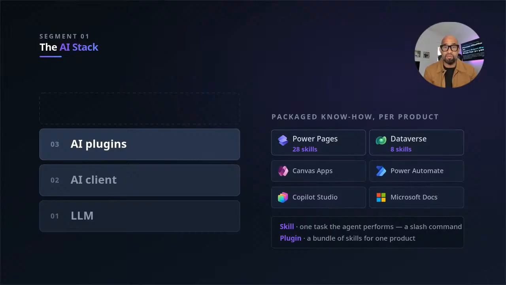Layer 3 is where Power Platform shows up. Plugins are packaged, reusable know-how, detailed instructions to ground your AI interactions. There's a Dataverse plugin, a Power Pages plugin, Canvas, Power Automate, Copilot Studio, Code Apps, native mobile apps plugins, and more. And these aren't prompt templates, they carry real procedure. The Power Pages plugin has 28 skills in it. We'll open that one up properly later, because what's in it is genuinely surprising.